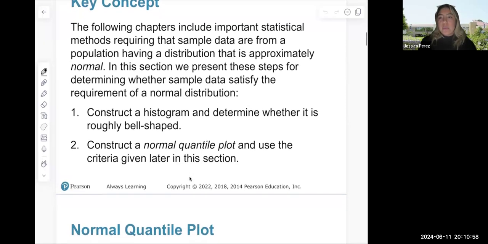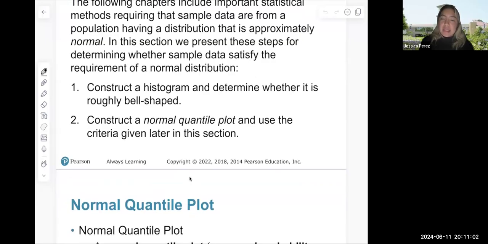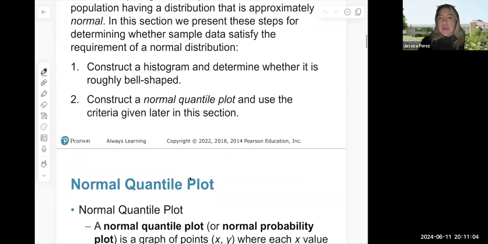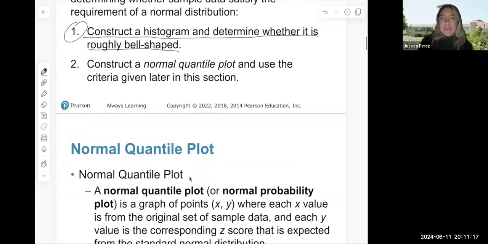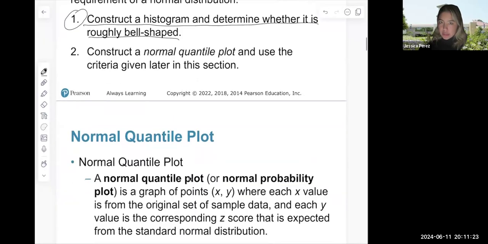In this section, we will present the steps for determining whether sample data satisfies the requirement for a normal distribution. The first thing we need to do is construct a histogram and determine whether it is roughly bell shaped, or we are also going to construct a normal quantile plot that uses criteria given later in the section.